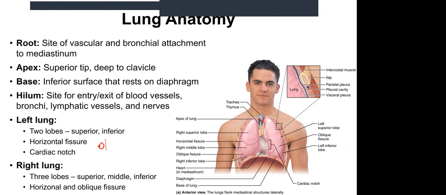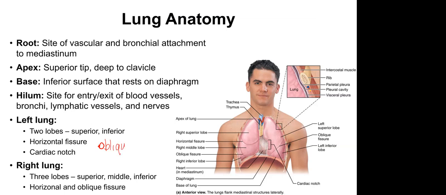Okay, so that should say the left lung does not have a horizontal fissure, because this is an oblique fissure. And then it also has this section here called the cardiac notch, which you can see the heart kind of fits nicely. The apex of the heart fits very nicely into that cardiac notch.